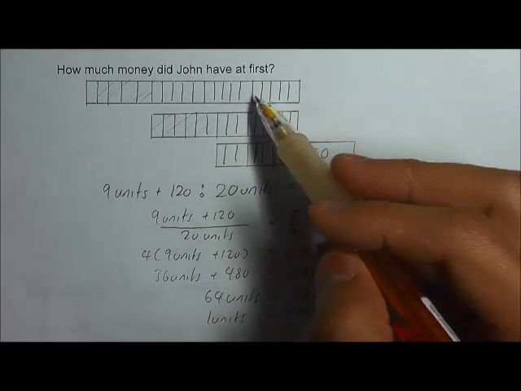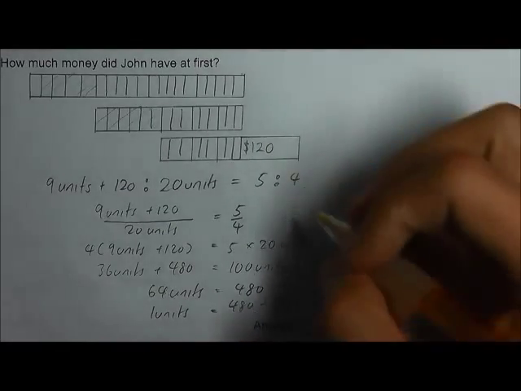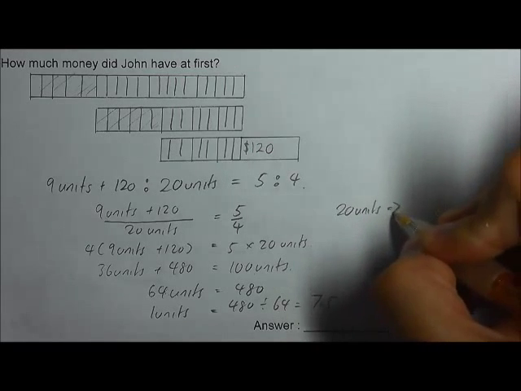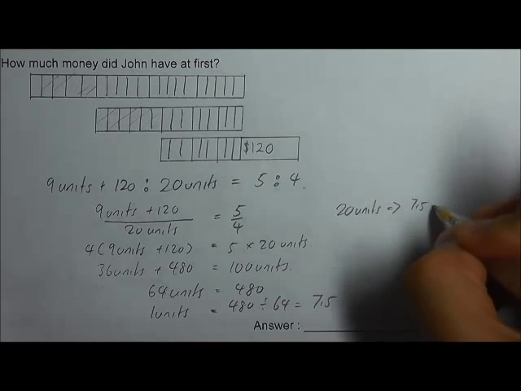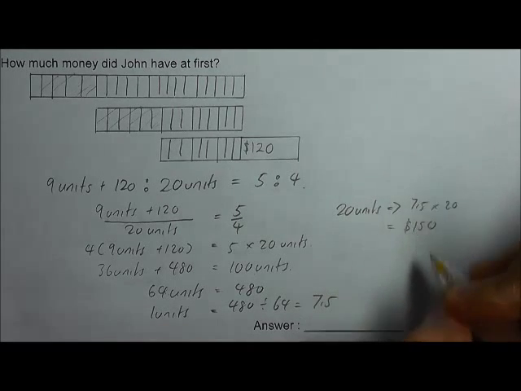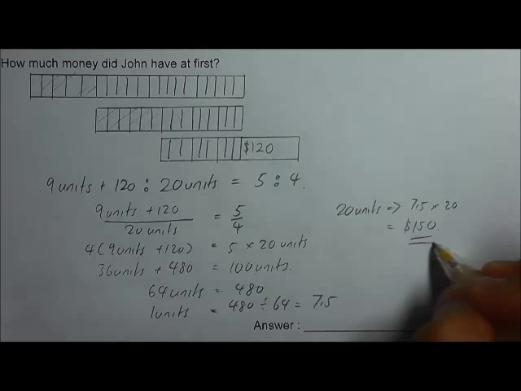Okay, so we want to find out how much money did John have at first. That will be 20 units. Okay, so 20 units will be 7.5 times 20. We have $150. So this is the amount of money that John had at first. Okay, so answer 150.